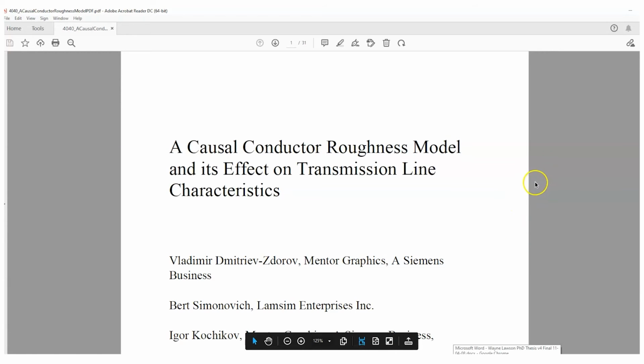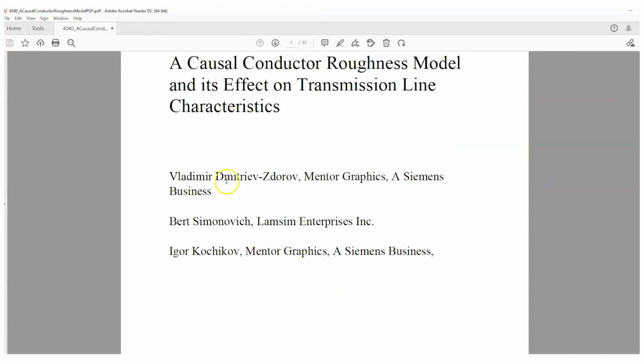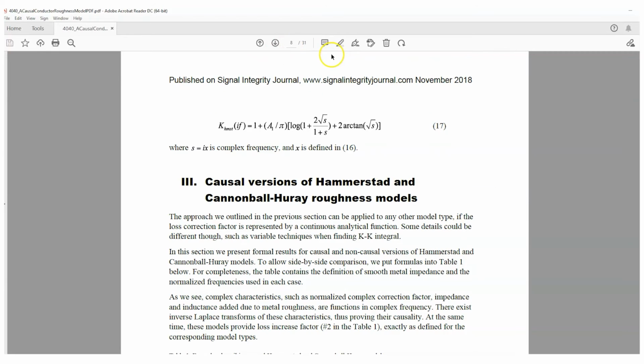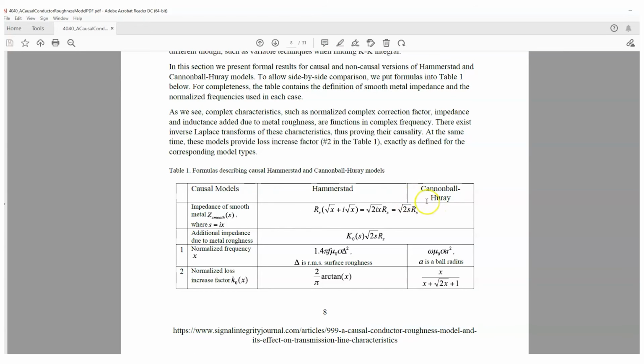So this is a great 2018 DesignCon paper, and it's written by Vladimir Dmitry Zodorov and Bert Simonovich and Igor Kochikov. I'm probably butchering their names, so bear with me. But Bert Simonovich is definitely one of the leaders in this area. And if you go down to page 8, you will actually find all of the important parameters that you need to add in the skin effect roughness, or the roughness to the skin effect, I should say, as I show in the PowerPoint presentation we were just looking at.